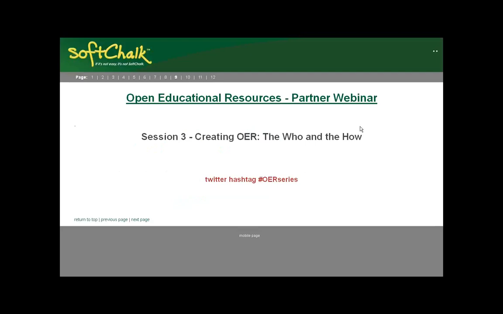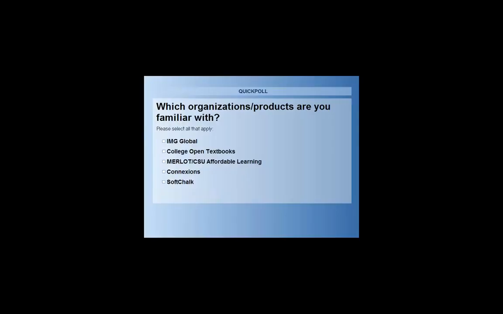I'm going to make me the organizer for just a quick moment, because I want to launch a poll, get a sense from folks about what the familiarity is with the various products that we are talking about today. And then once we get that done, I will turn it over to Phil, who's going to talk about Merlot's Content Builder and the Cal State System's Affordable Learning Initiative and Pachyderm. So that will be our next topic.